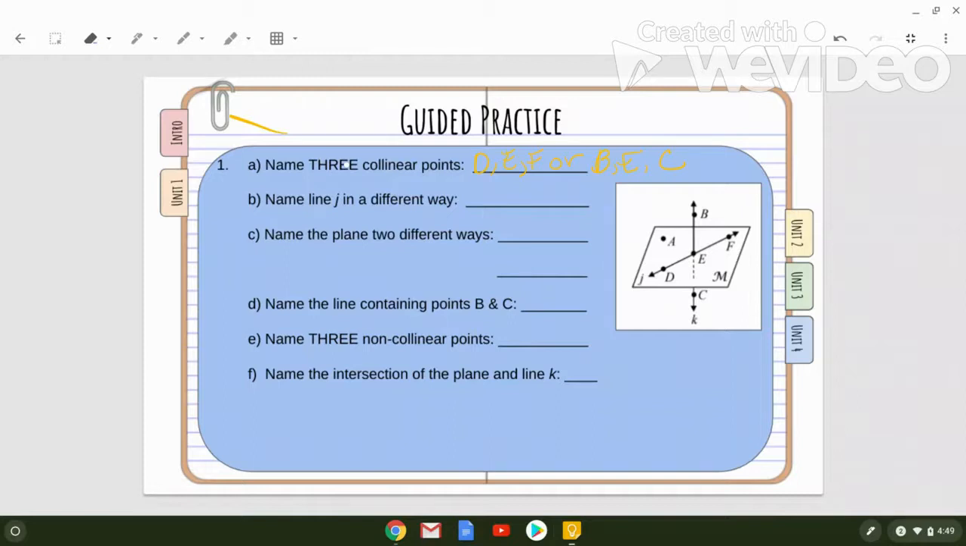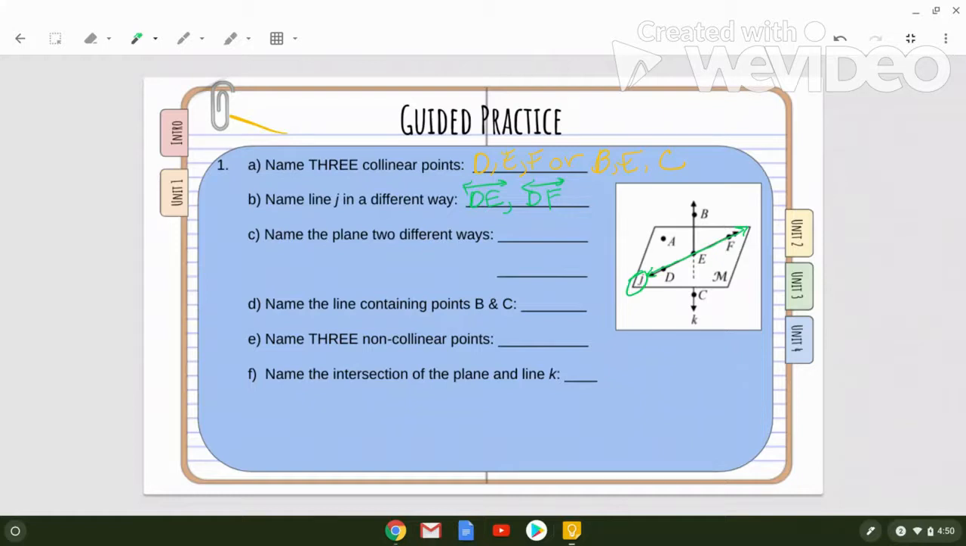So next, if I want to name line J in a different way, well, we said that we can name a line by its fancy lowercase letter, or we can name it by any 2 points. So we just have to pick any 2 points that fall on this line. So I can call this DE. What's special is over the top, we need this line segment, or that line over the top with the arrows. I can also call this DF if I wanted to, because D and F both fall on that line.